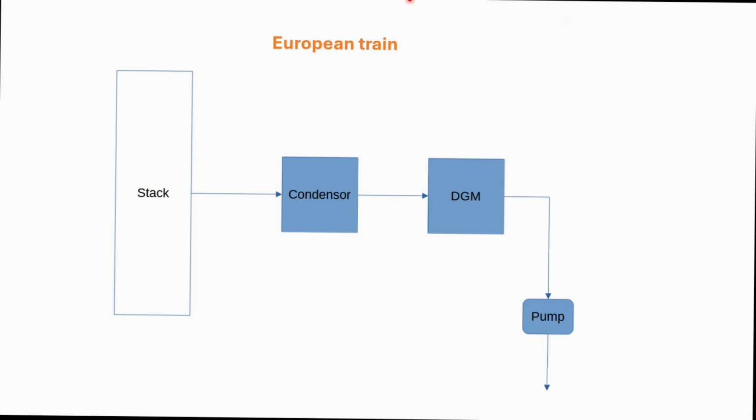The train I've shown in the previous slides was a USEPA train. Now, the European train's primary difference is the dry gas meter position. It's just going to be before the pump in this European train, which is my preferred train, because then you don't have to worry about pump leaks, because you do all your volume recordings prior to the pump.